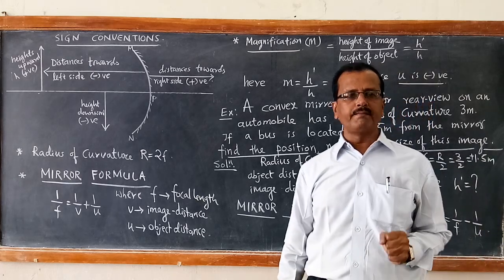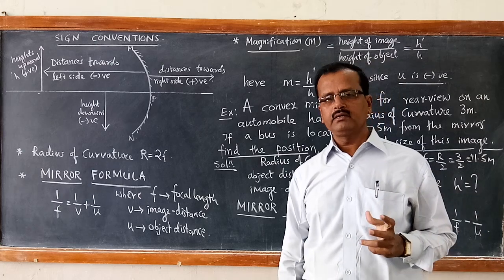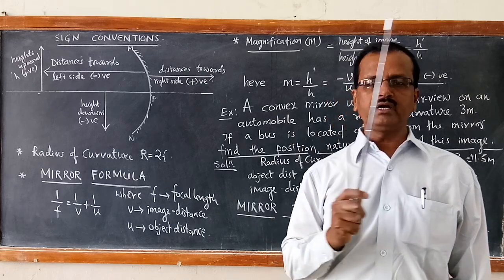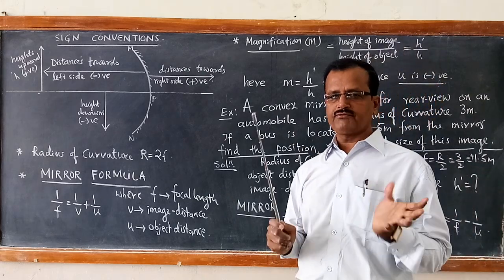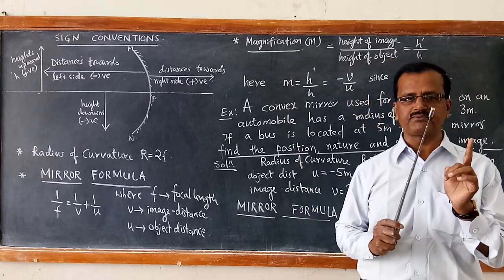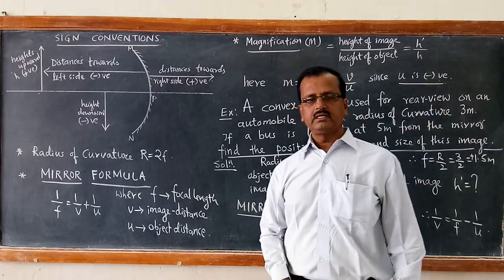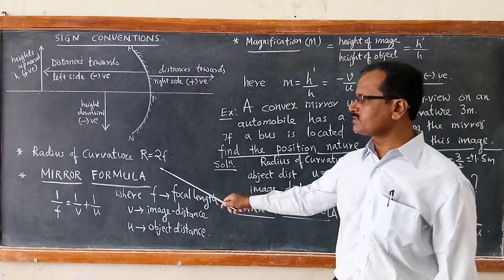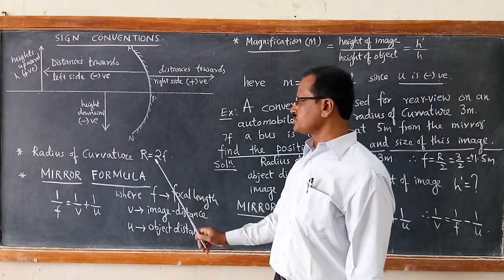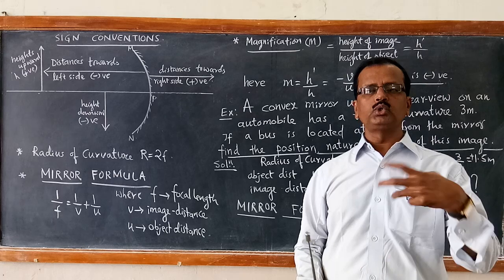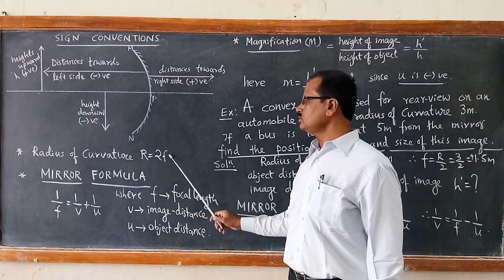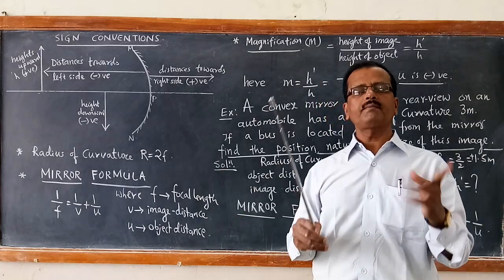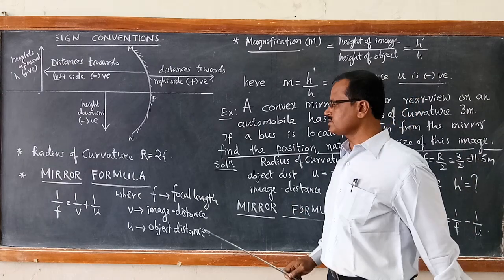Now one more thing to be remembered is the relation between the focal length and the radius of curvature. The distance between the pole and the principal focus of the mirror is called the focal length. The distance between the pole and the center of curvature of the mirror is called the radius of curvature. This is well established that the radius of curvature is 2 times the focal length. R is equal to 2F. Therefore, F becomes equal to R by 2. Focal length is half of the radius of curvature.